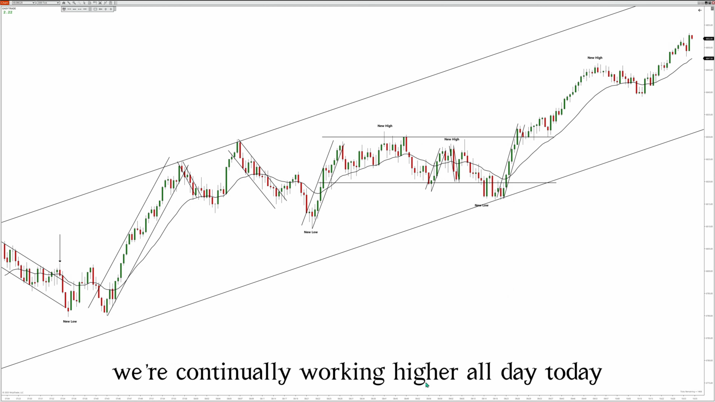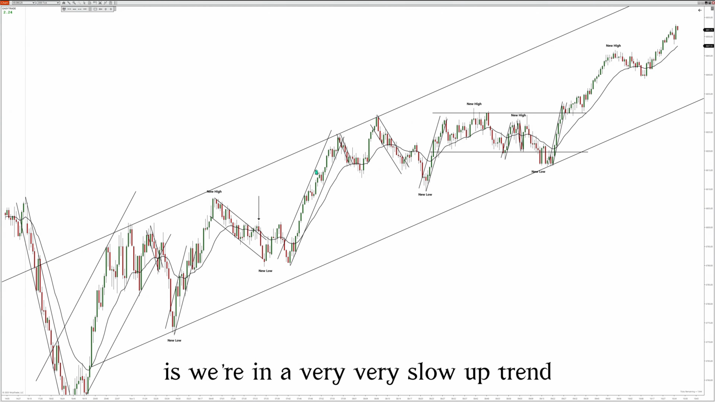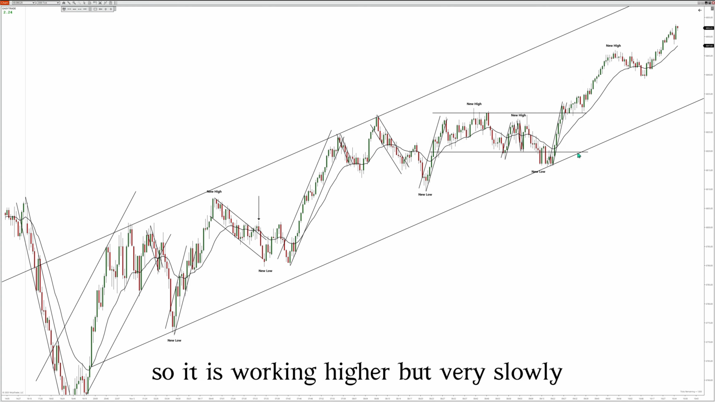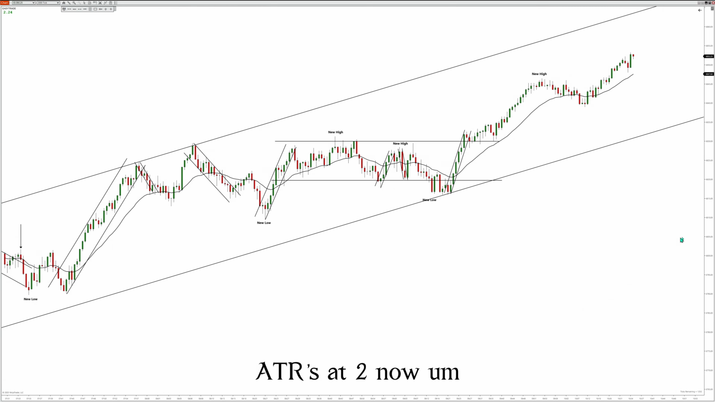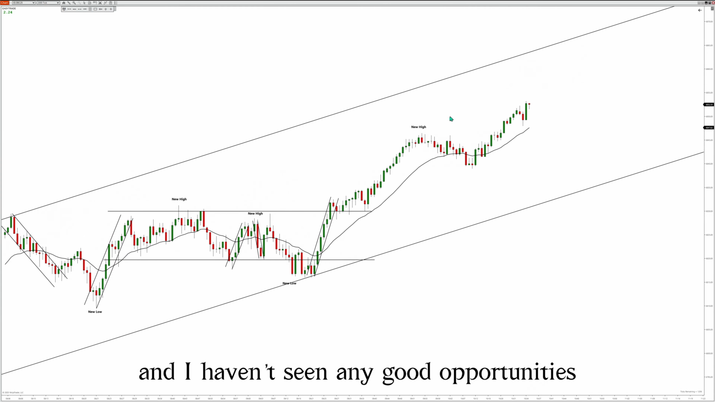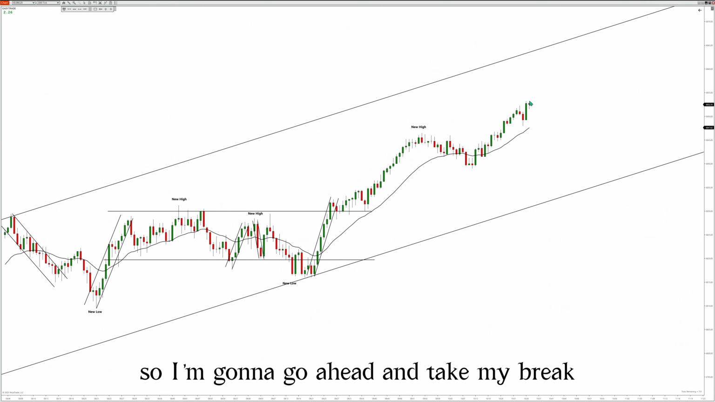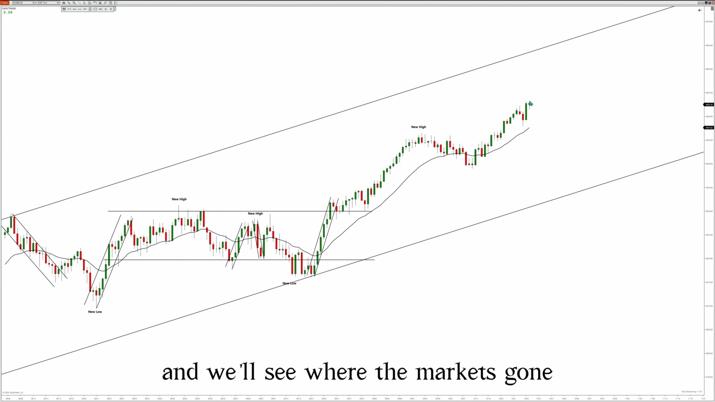You can see we're continually working higher all day today. But the thing about it is we're in a very, very slow uptrend. So it is working higher, but very slowly. The ATR is at 2 now. So the market's really starting to slow down. And I haven't seen any good opportunities to enter a long trade here. So I'm going to go ahead and take my break and come back in about an hour and we'll see where the market's gone.